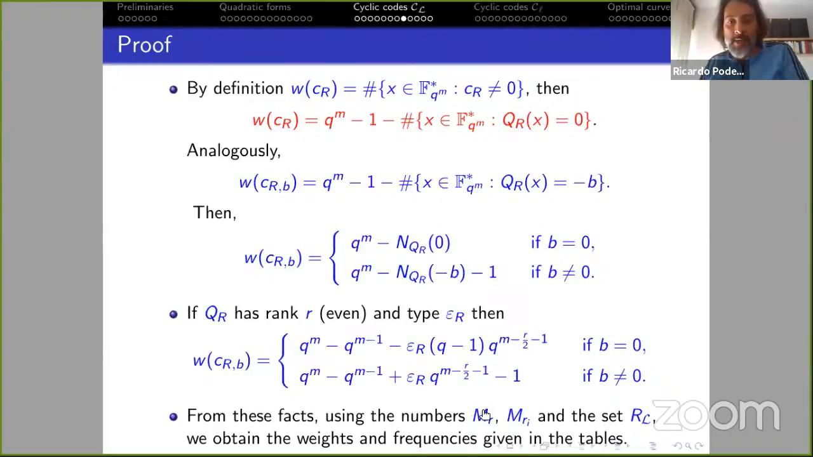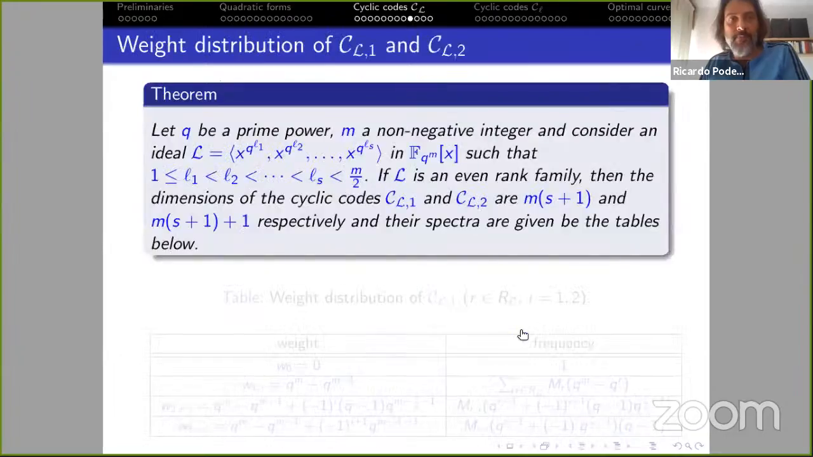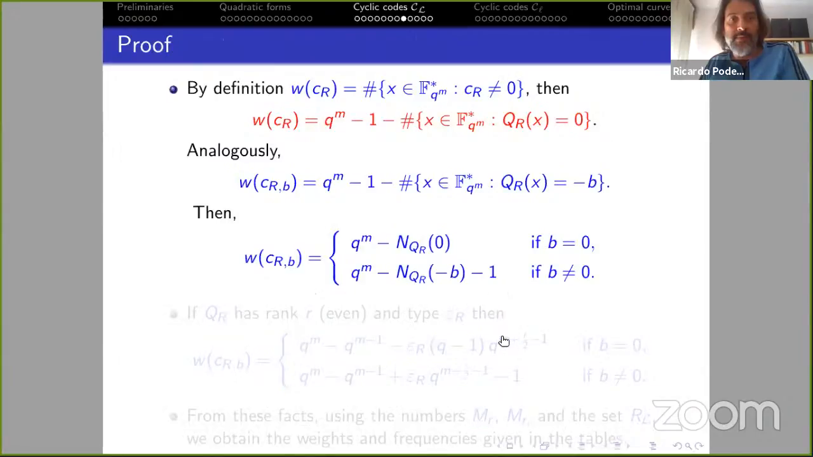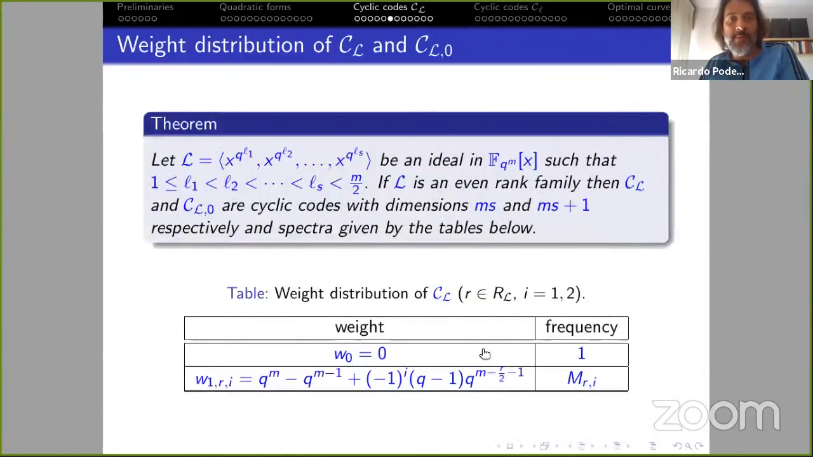Because this number counts how many... this is the set of possible ranks R here, and this number counts how many of these are of type 1 or 2. So we get the tables, this table and this table.